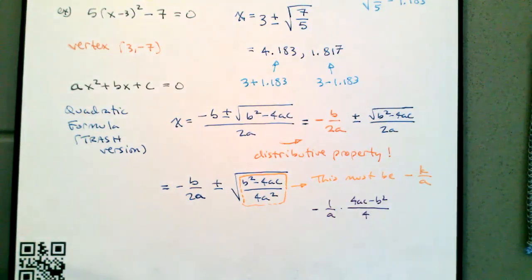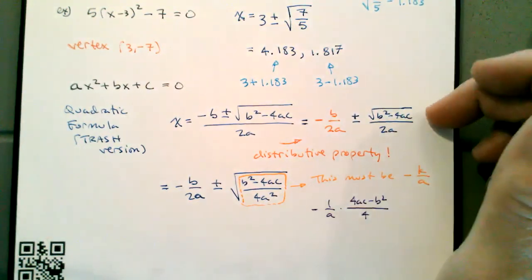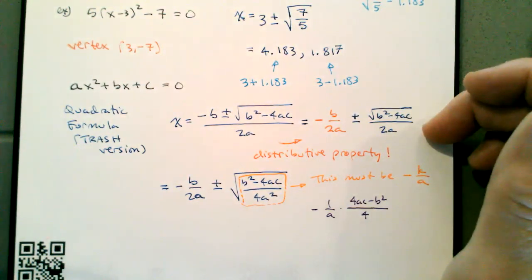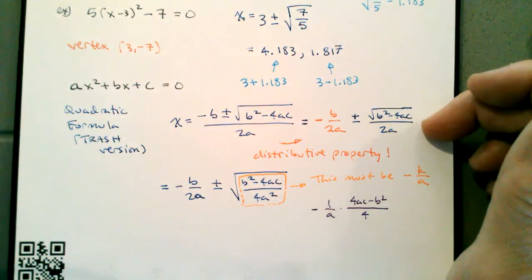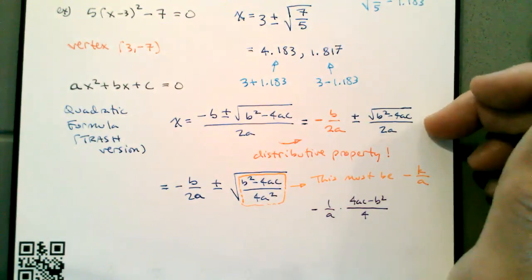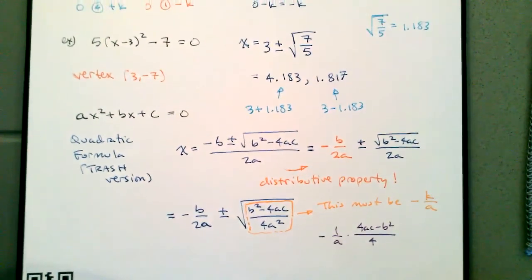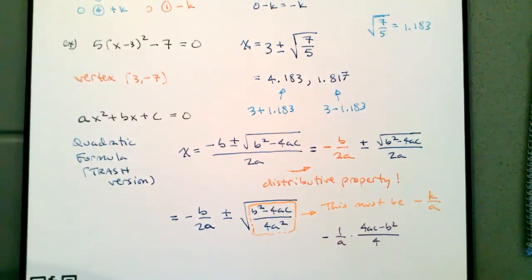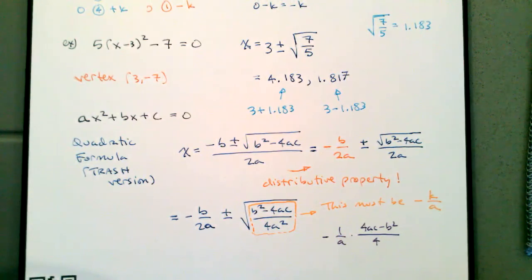So the important thing is the b squared minus 4ac all over 4a squared, or this b squared minus 4ac over 2a. This is going to be that same horizontal distance. This is what we had in the vertex problem, a square root of 7/5, the 1.183. So the quadratic formula is usually phrased in terms of all over 2a, but if we separate it out, we can see what the middle is going to be.